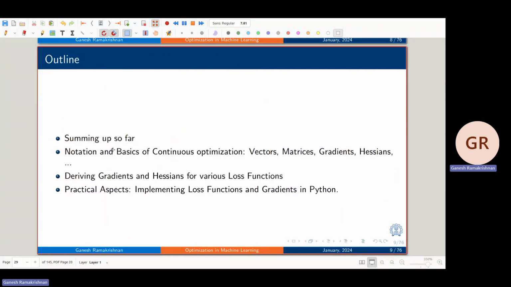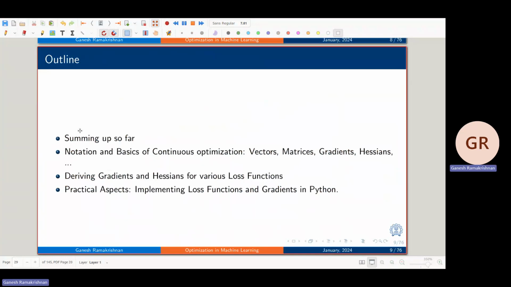Okay, so summing up, so far we have already done the basics of continuous optimization: vectors, matrices, gradients, Hessians. Everyone brush that up. I had posted slides, right? So please ensure you're brushed up. Everyone did, right? So you should get comfortable. And that's why I gave you some lead time.